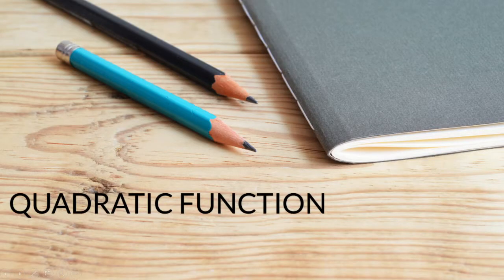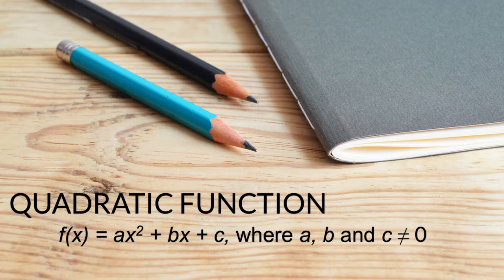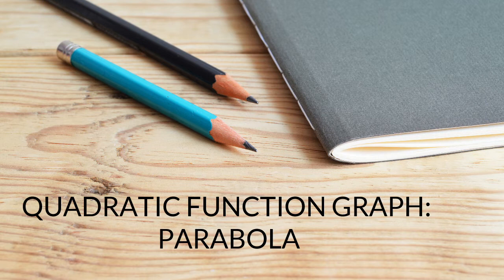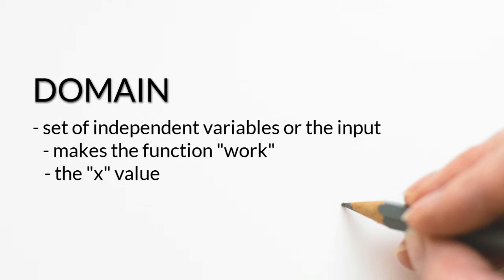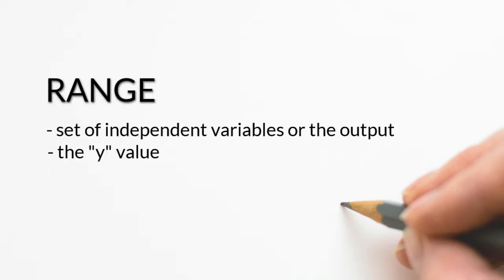A quadratic function is one of the form f of x equals ax squared plus bx plus c, where a, b, and c are numbers with a not equal to 0. The graph of a quadratic function is a curve called a parabola. Domain is a set of independent variables or the input. This makes a function work and must produce real numbers. In layman's terms, domain is a set of x values, while the range is a set of dependent variables or the output. In short, range is a set of y values.